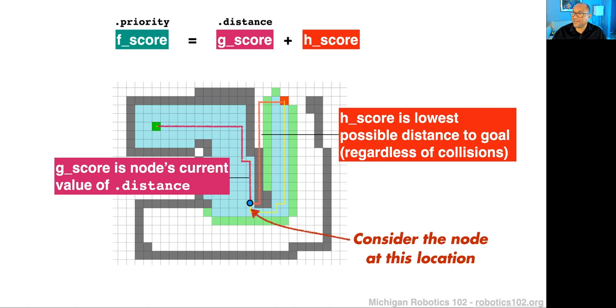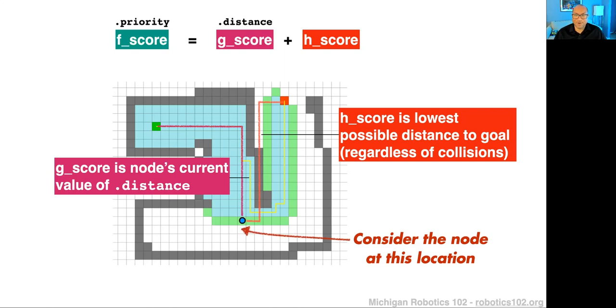This could easily be Euclidean distance if we wanted, if we just want the straight line from the goal to the start. Either one of those can work. And so we can consider the location at this node. This is just showing what the F score would look like, the G score, the H score, and the F score in this case.